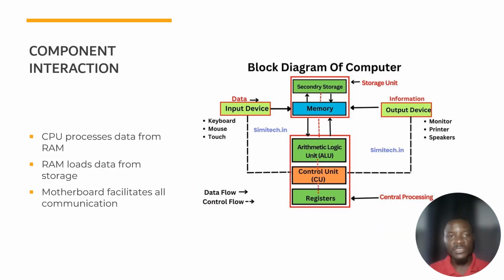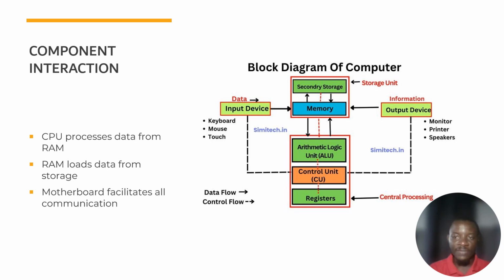Component interaction is the key to a computer's operation. On data flow: when you open a file, it's loaded from the storage into the RAM for faster access. The CPU then processes the data in the RAM. So when you open a file from your input device, the data is loaded from the storage device into memory, which takes the data and transfers it to the CPU so it can process it fast.